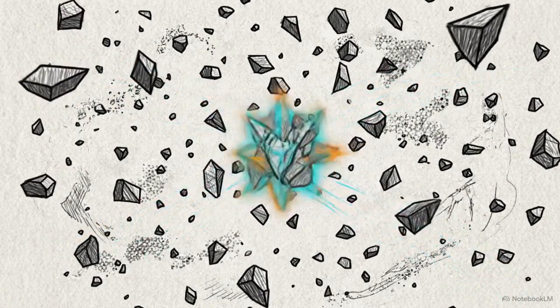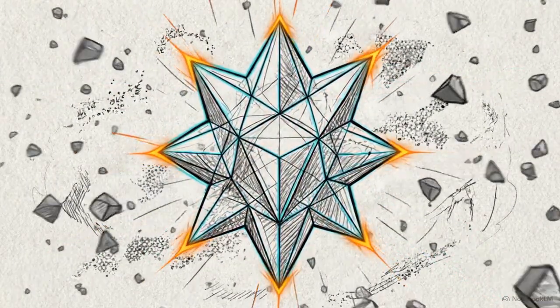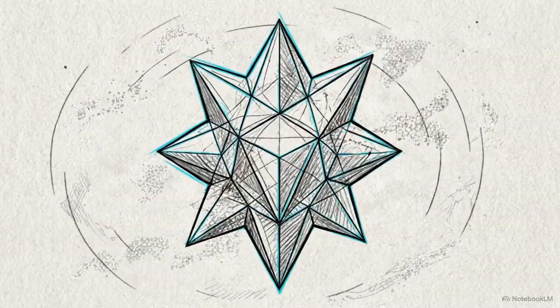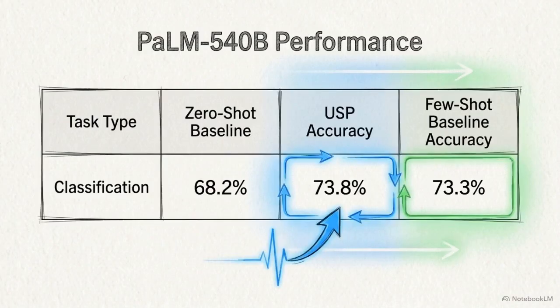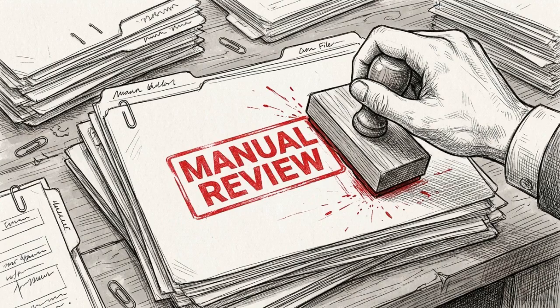Imagine a system that organizes its own operating logic, assembling order out of a chaotic cloud of data. This table tracks the Palm 540B model's performance, revealing a specific anomaly: a zero-shot model matching and beating a few-shot baseline. In classification tasks, the self-prompting system, USP, achieved 73.8% accuracy, while the traditional baseline using human-labeled examples reached 73.3%.